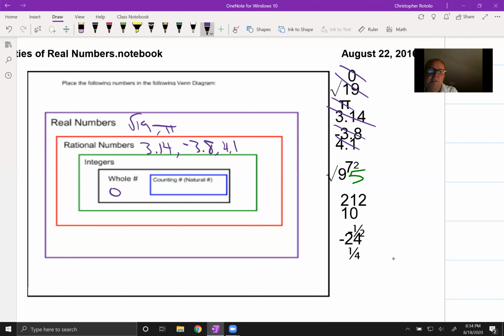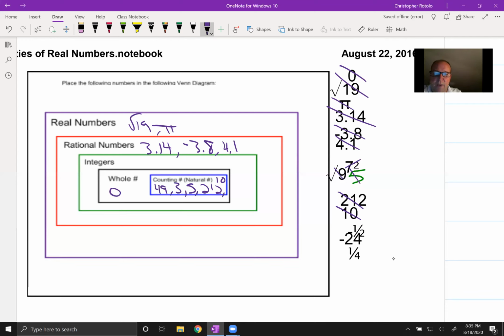All right, 7 squared is just 49. Can I count the 49? Yeah. 1, 2, 3. I'm not going to do it. All right, you get the idea. If you can count to it, it's a counting number. The square root of 9 is 3. So I'm going to squeeze that in as 3. I see a 5. All these things we can count to. 212. Yeah. 10. All right. I hope that's all because that's all I can fit in that little blue box there.